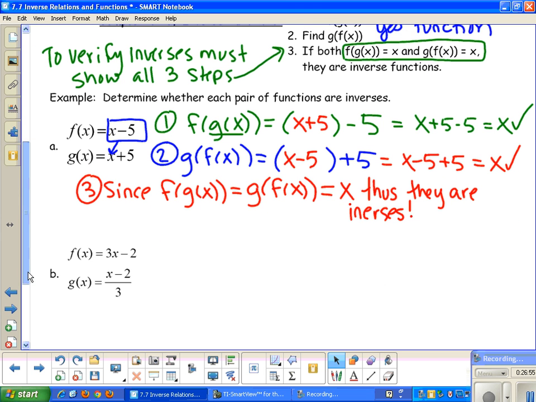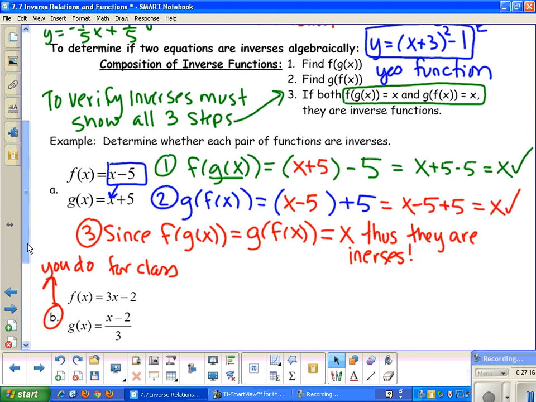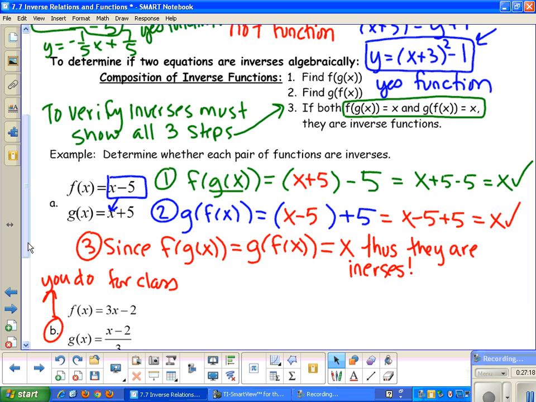So what I would like you guys to do is B on your own, as classwork. Verify whether or not f of x equals 3x minus 2 and g of x equals x minus 2 divided by 3 are inverses using the 3 steps. And then we'll talk about this in class and do some more of these problems.